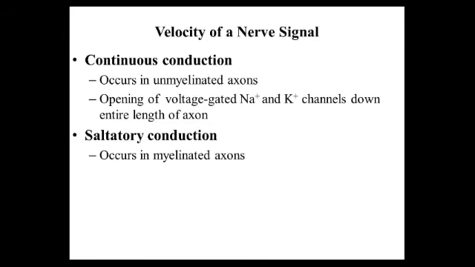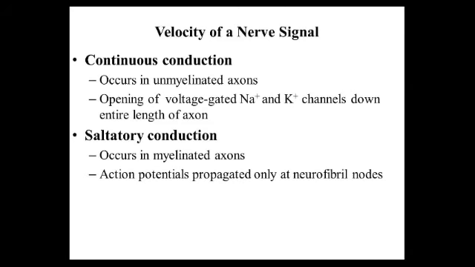Saltatory conduction. In saltatory conduction, this is where we have myelination present. And this is pretty cool because we don't have to reset that membrane potential on those areas that are covered in myelin. So the action potentials only move along the nodes. You remember the nodes? What was the other name for these neurofibril nodes? The nodes of Ranvier. So the action potential only has the nodes of Ranvier.